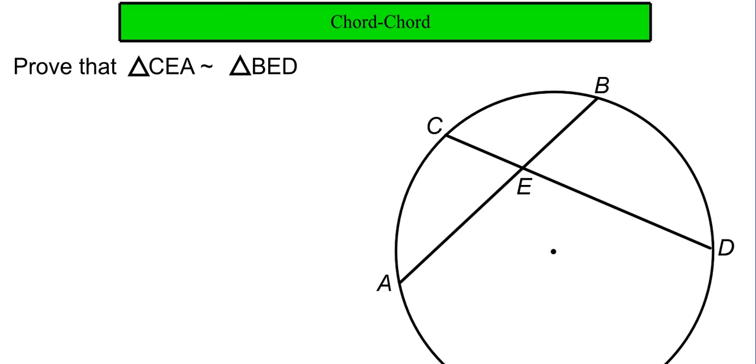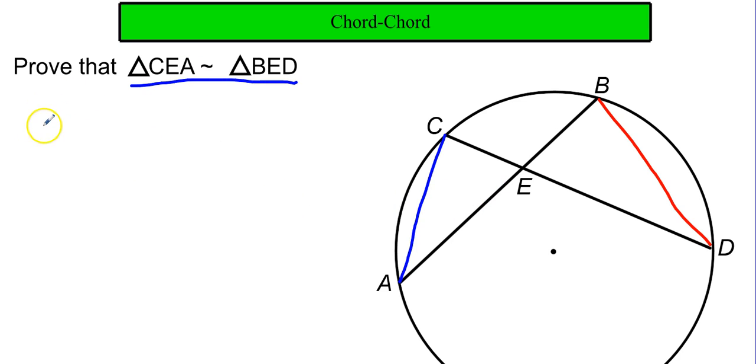And what we're going to do is create this scenario. So again, we've got two chords that are going to intersect. We're going to prove that these two triangles are similar. So CEA is right there, so I want to draw this side measure down. There's my one triangle, and my other triangle is BED. So we're going to compare it to that triangle right there.